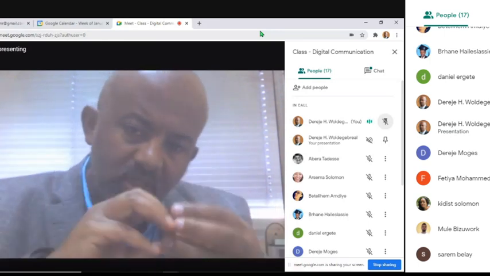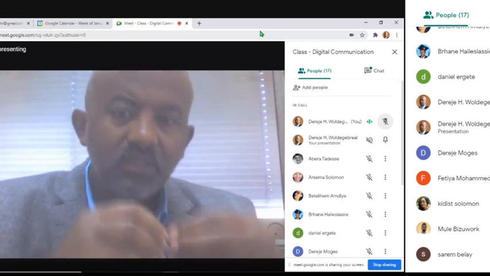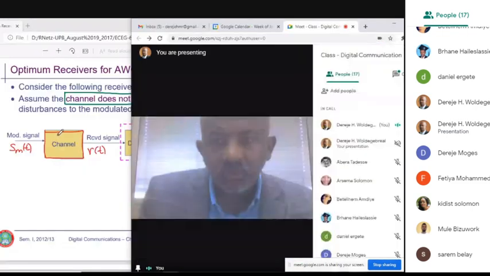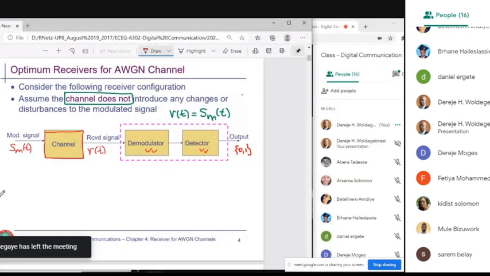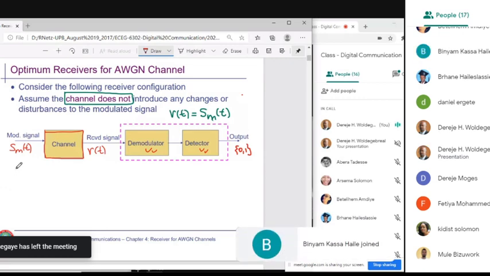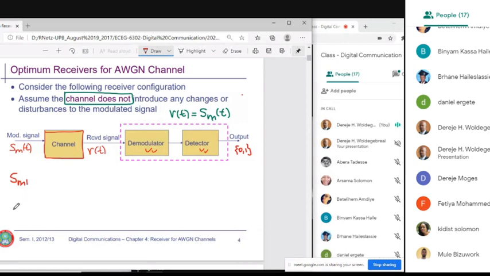So what does it mean? We will have two coefficients designated as SM1 and SM2. How do we arrive at SM1 and SM2? Well, that's from the information sequence.